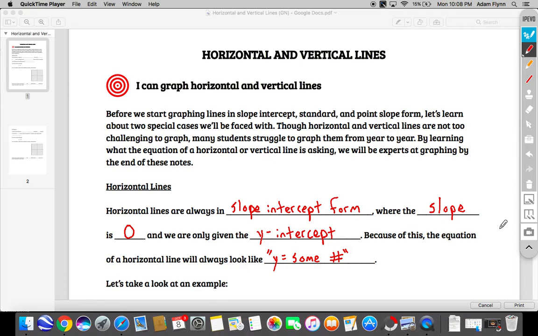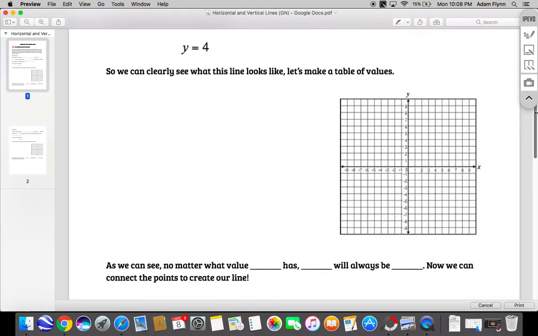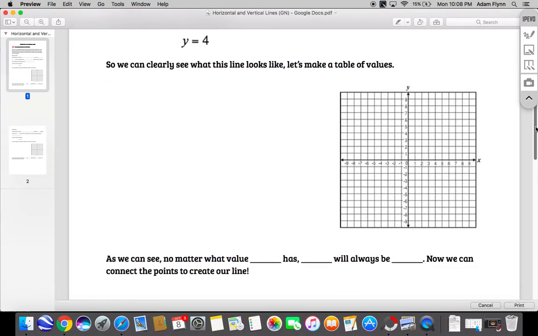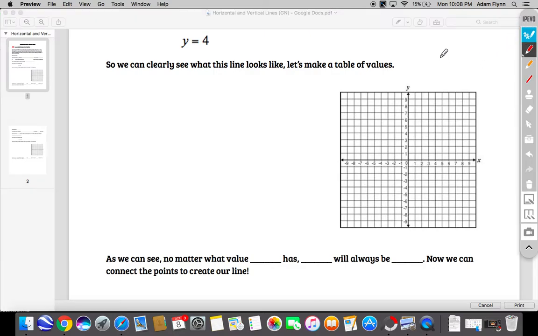So let's jump right into the example. Pause the video if you need more time. So we are given y equals 4. So as I just said, we have y equals some number. Our slope is 0 because remember, our slope is always the coefficient of our x. So if we have no x, that means we have 0 times x, so our slope is just 0.